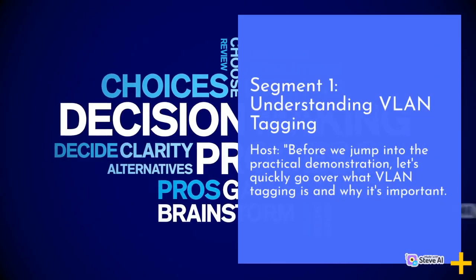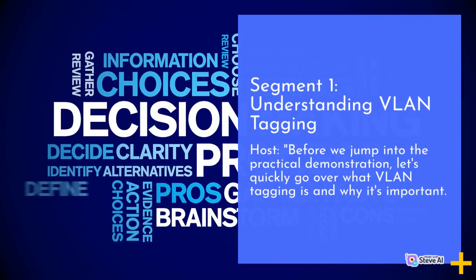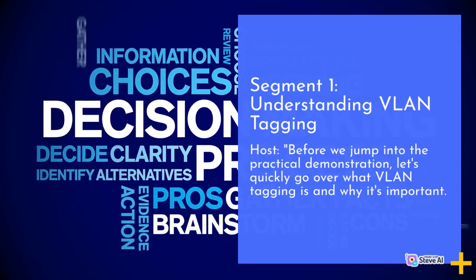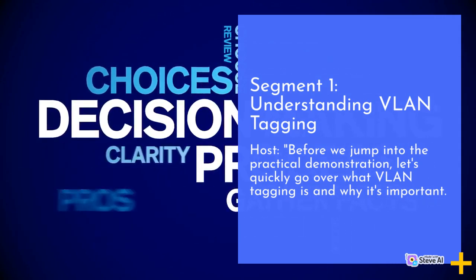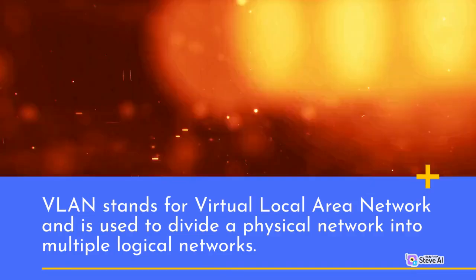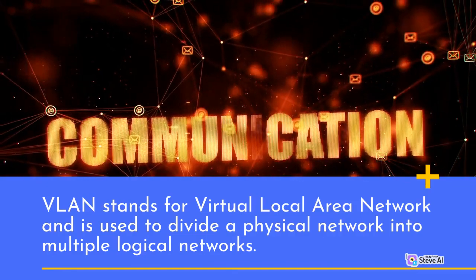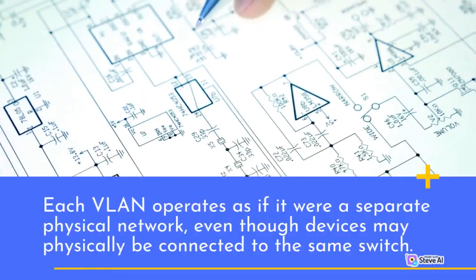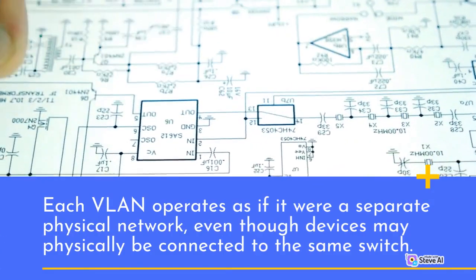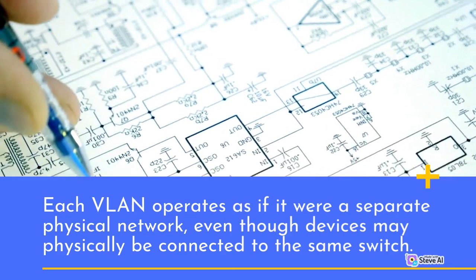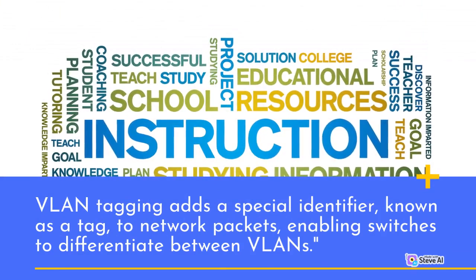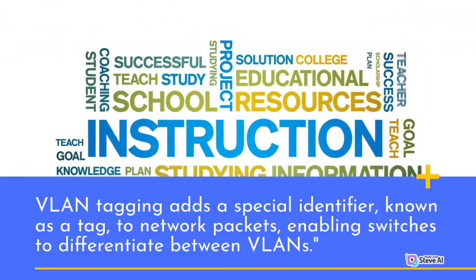Understanding VLAN Tagging. Before we jump into the practical demonstration, let's quickly go over what VLAN tagging is and why it's important. VLAN stands for Virtual Local Area Network and is used to divide a physical network into multiple logical networks. Each VLAN operates as if it were a separate physical network, even though devices may physically be connected to the same switch. VLAN tagging adds a special identifier, known as a tag, to network packets, enabling switches to differentiate between VLANs.